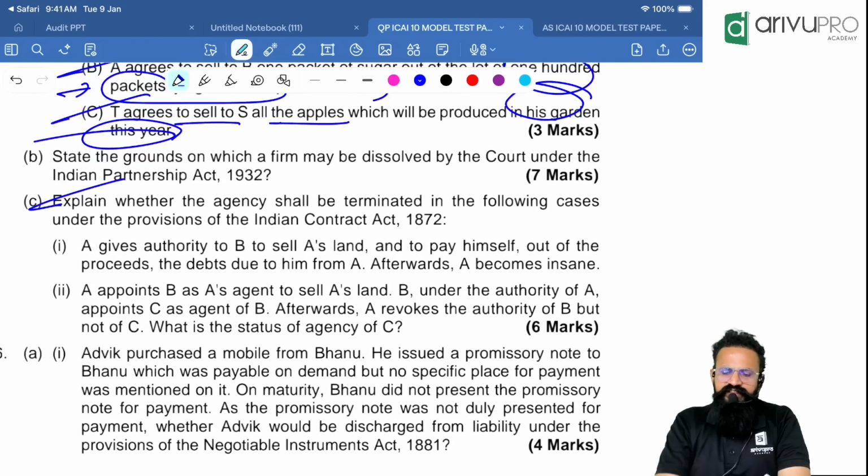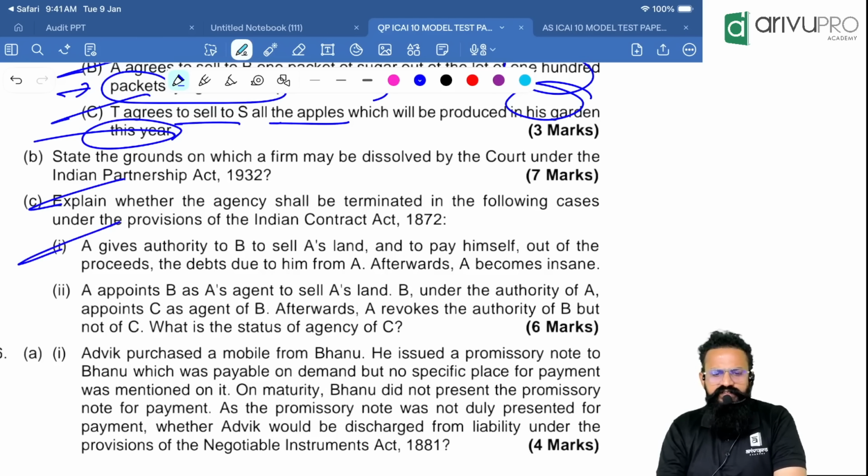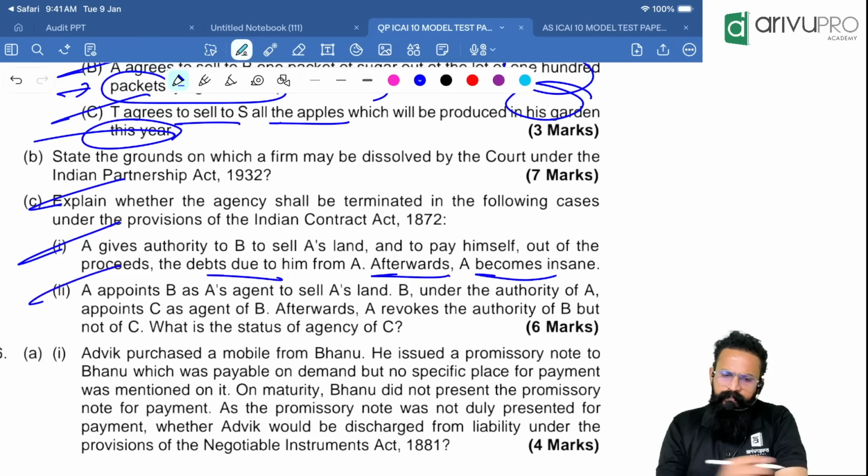Explain whether the agency shall be terminated in the following cases. A gives authority to B to sell A's land and to pay himself out of the proceeds the debts due to him from A. Afterwards, A becomes insane. A appoints B as A's agent to sell A's land. B, under the authority of A, appoints C as agent of B. Afterwards, A revokes the authority of B but not of C. What is the status of the agency of C?